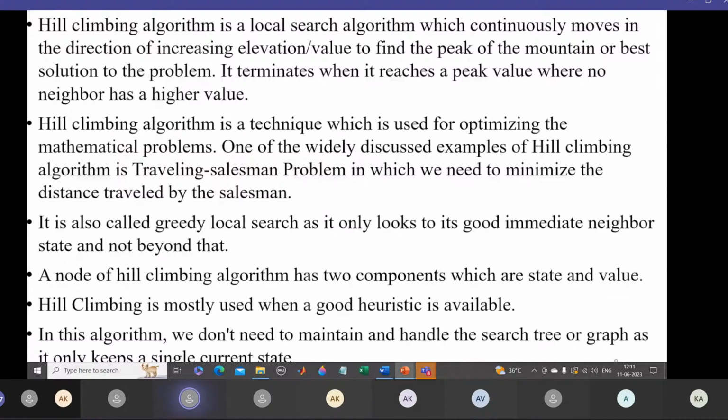So it is a local search algorithm. You are hill climbing. It will be continuously moving in the direction of increasing elevation, increasing value.